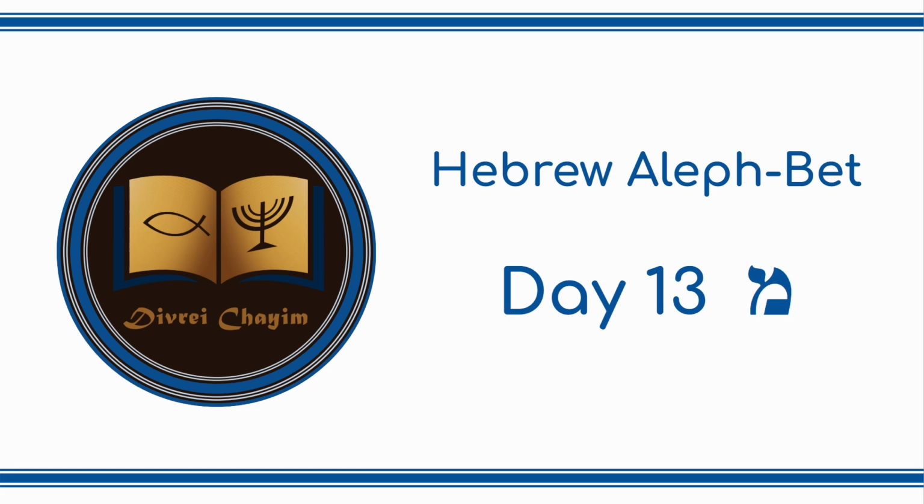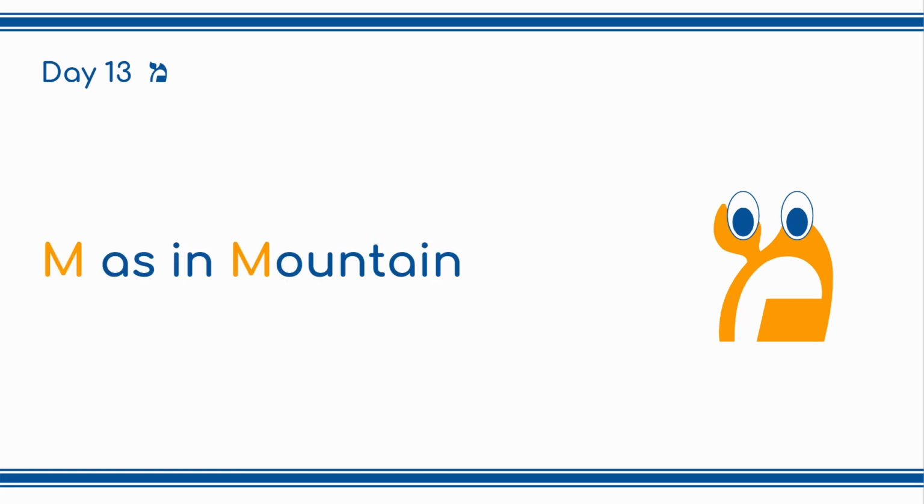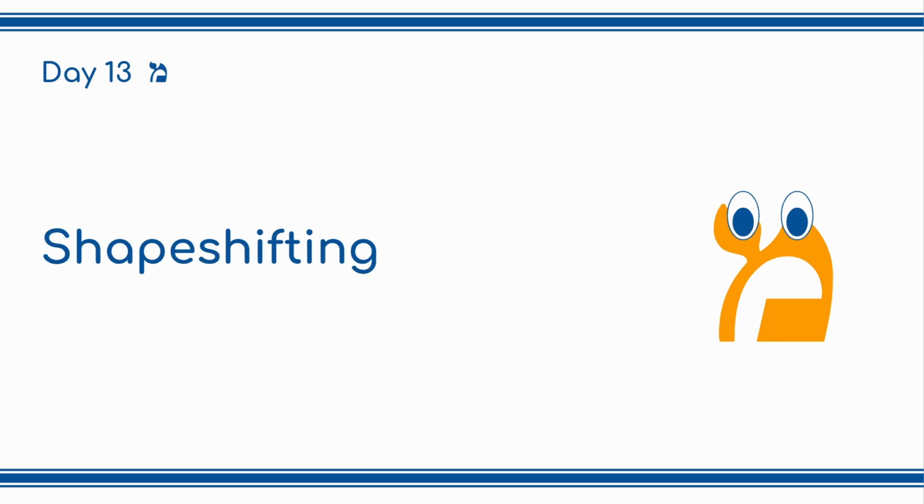Today's letter is the letter Mem, and Mem makes the sound of the letter M as in mountain. So it makes an M sound, okay? And here's the other thing you need to know about the letter Mem. It is also a shape-shifting letter.